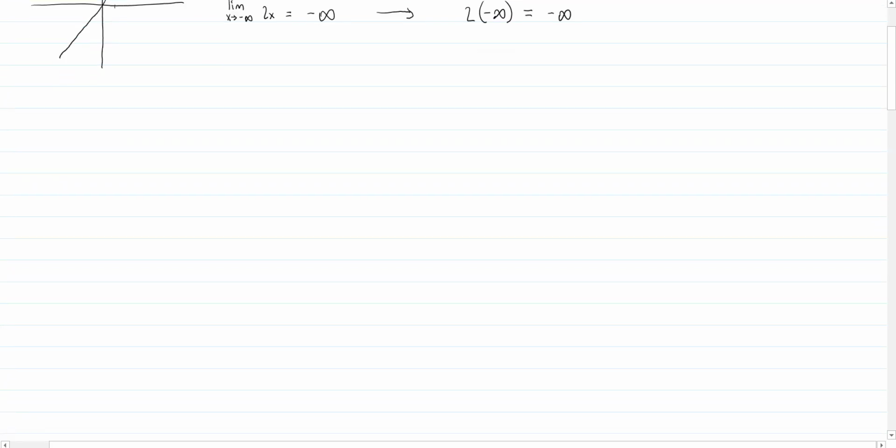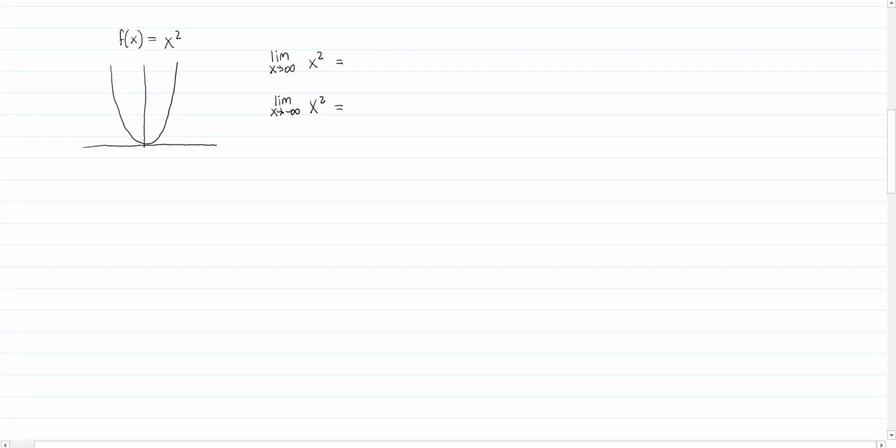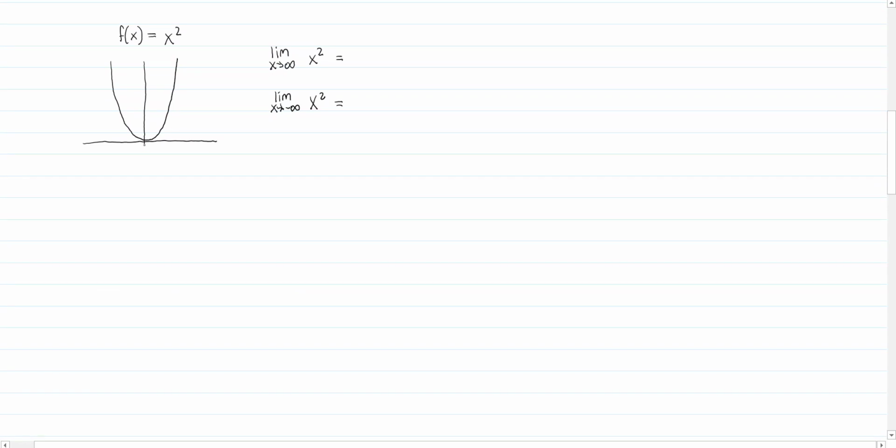All right, let's do a similar analysis with the function f of x equals x squared. From the graph, as x moves further and further right towards infinity, x squared moves upwards towards infinity. So the limit as x approaches infinity of x squared is infinity. And from this limit statement, we can kind of read it as saying infinity squared is infinity. Similarly, as x moves left towards negative infinity, x squared moves upwards towards infinity. So this limit is infinity, and we can read it as saying negative infinity squared would be positive infinity.